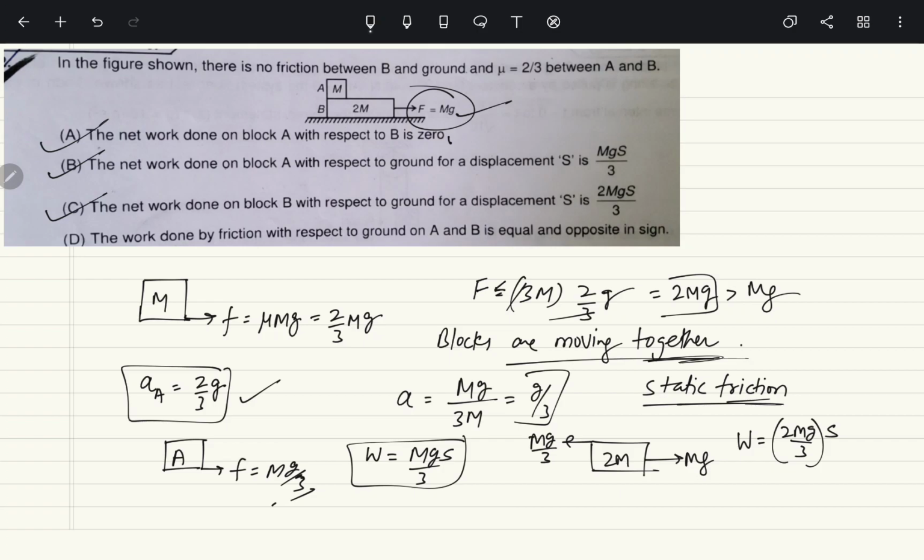And the final one: the work done by friction with respect to ground on A and B is equal and opposite in sign. Yes, correct. The friction on A block is towards right, the friction on B block is towards left, and the displacement is the same because they are moving together. So the work done by friction on A block will be equal and opposite to the work done by friction on B block. So the fourth option is also correct. So that's it, all the options A, B, C, D are correct.